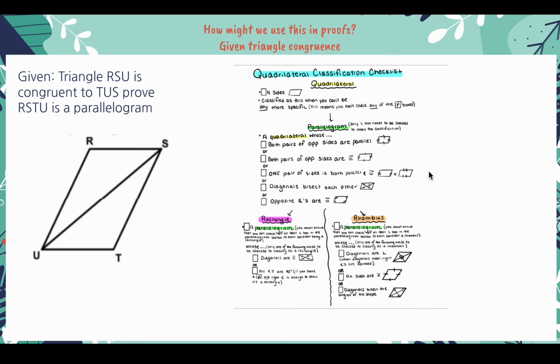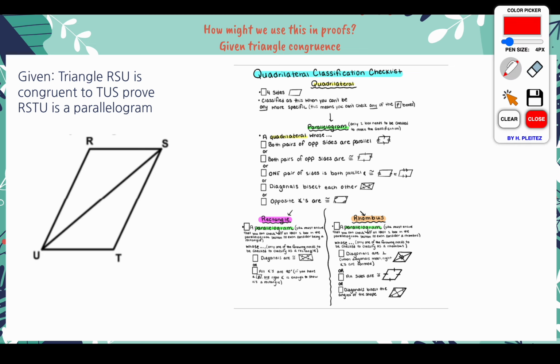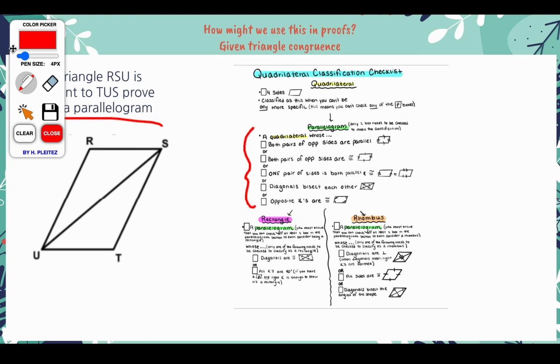So we always start by reading our given. It says given triangle RSU is congruent to triangle TUS. It wants us to prove that we have a parallelogram. So on my checklist, I know I'm only dealing with this section. I don't have to go any further than a parallelogram, so I can really cross this out right now for this example. The biggest thing standing out to me is that they give us triangle congruence, and when they do that, I feel like we're going to use CPCTC right away.